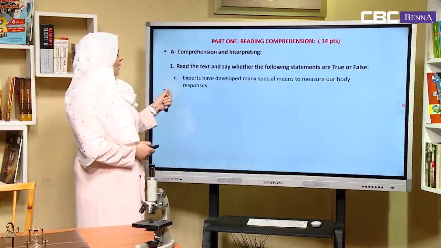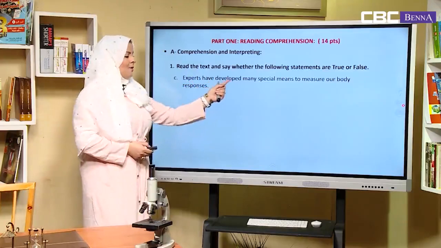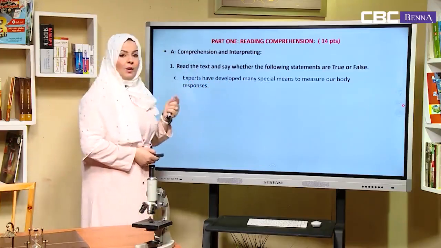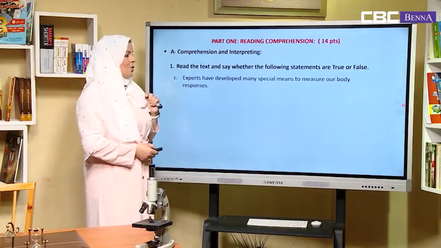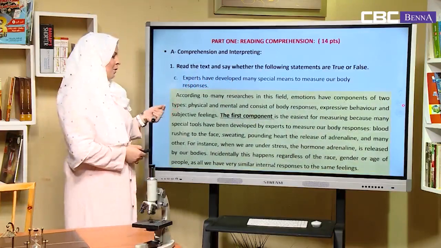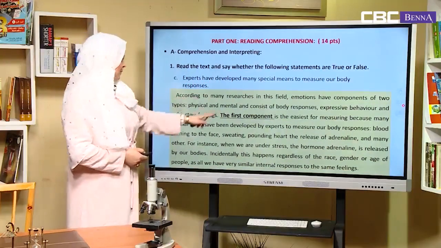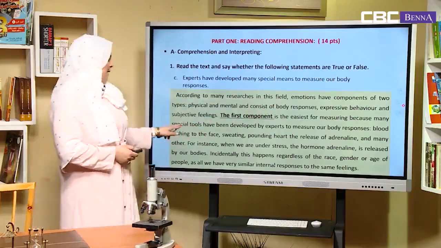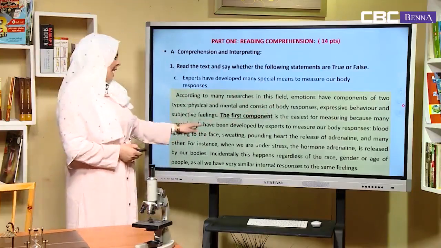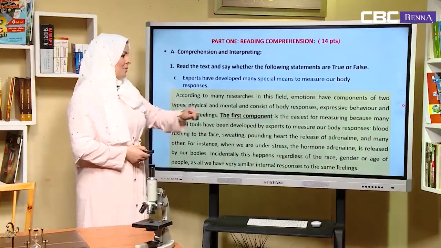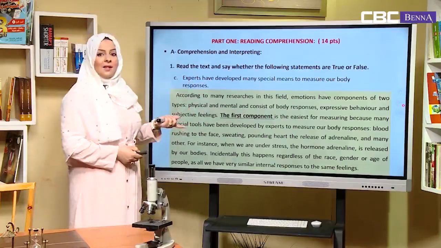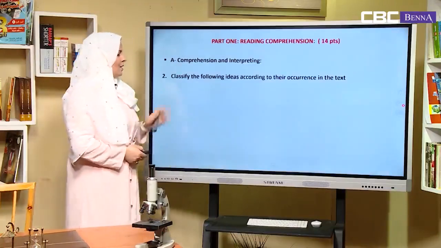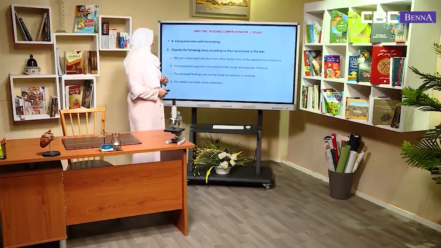Concerning the last one, experts have developed many special means to measure our body responses. In the paragraph here we have, look, the first component is the easiest for measuring because many special tools have been developed by experts. It means it is true. Good. So this is concerning true and false.